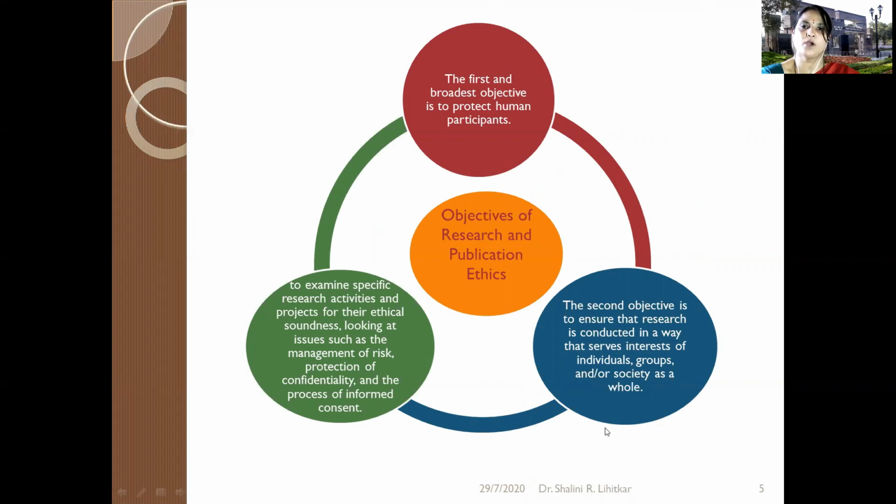The first and broad objective is to protect human participation. The second objective is to ensure that research is conducted in a way that serves the interest of individuals, groups, and society as a whole. The third and final objective is to examine specific research activity and projects for their ethical soundness, looking at issues such as management of risk, protection of confidentiality, and the process of informed consent.